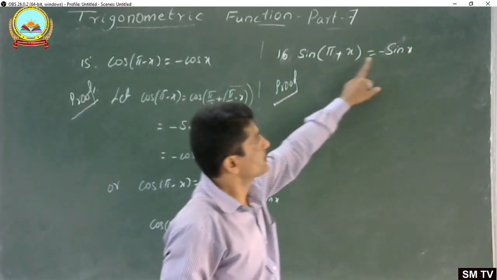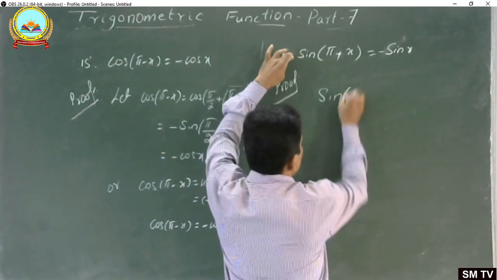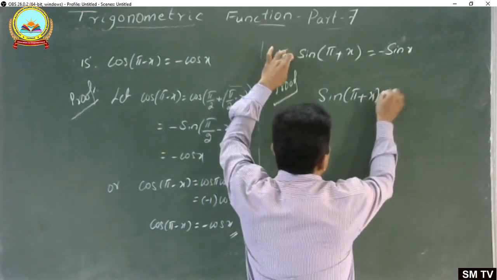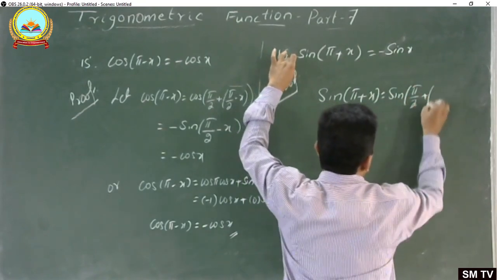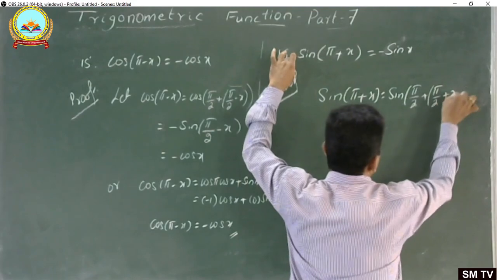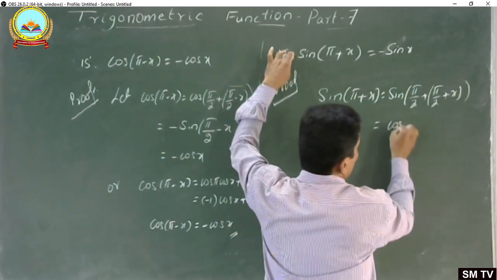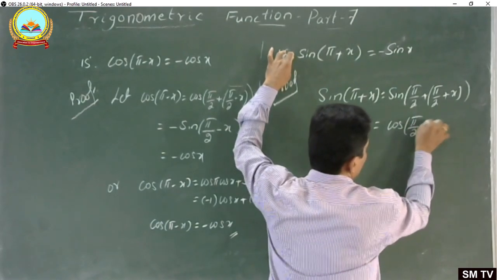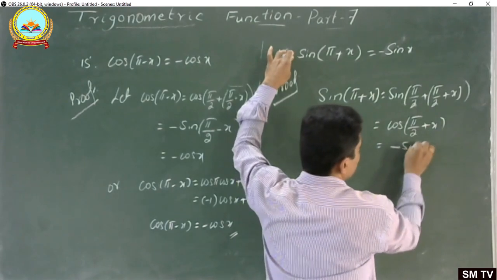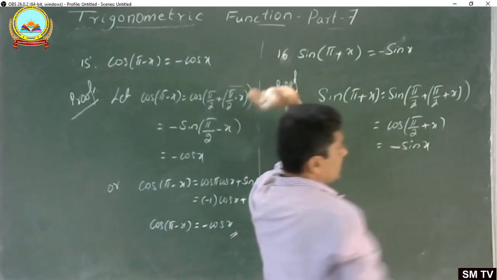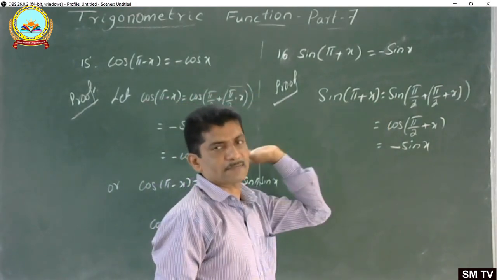Sine of pi minus pi plus x is equal to minus sine x. Proving by the same methods, the sine of pi plus x can be rewritten as sine of pi by 2 plus pi by 2 plus x. Its value, sine of pi by 2 plus x, means cos of pi by 2 plus x. What is the value of cos of pi by 2 plus x? Its value, using the previous result, you know, is minus sine x. Very simple. Or use the sine of x plus y formula.